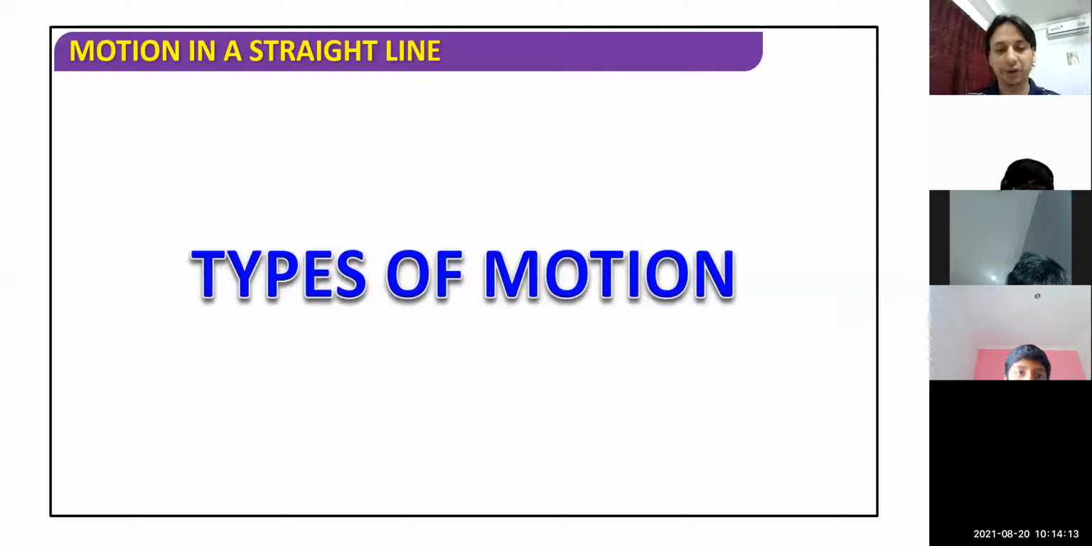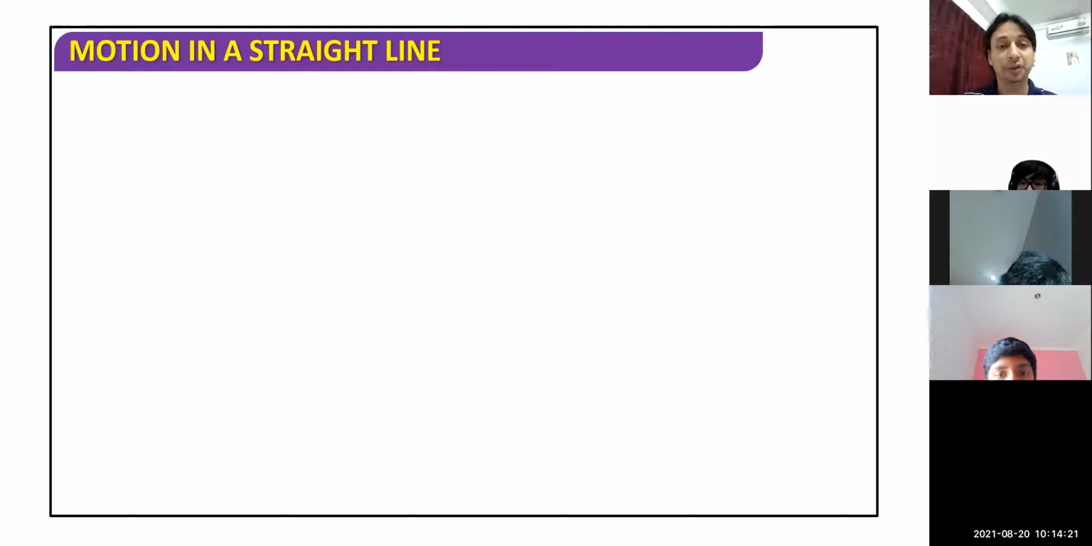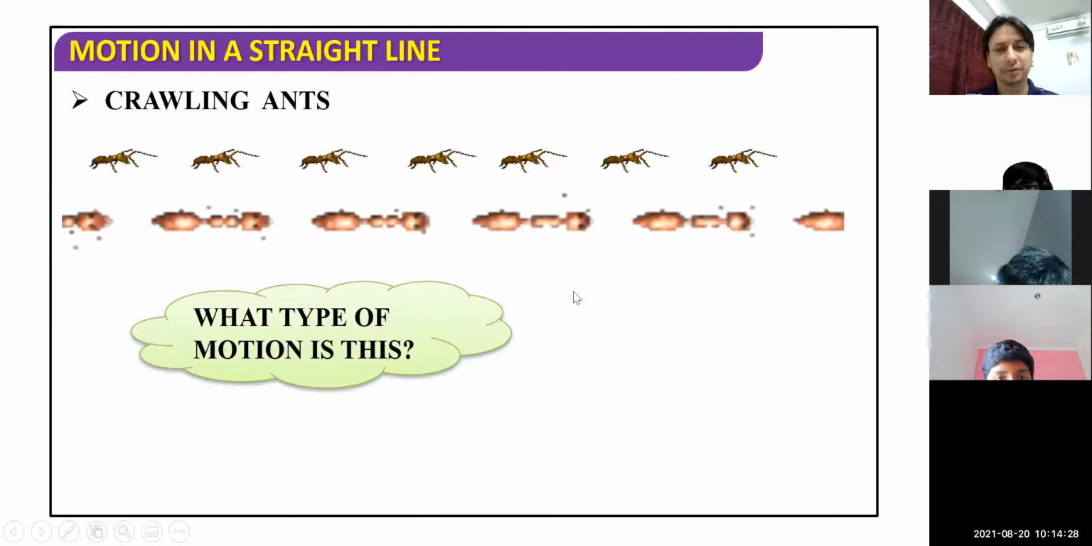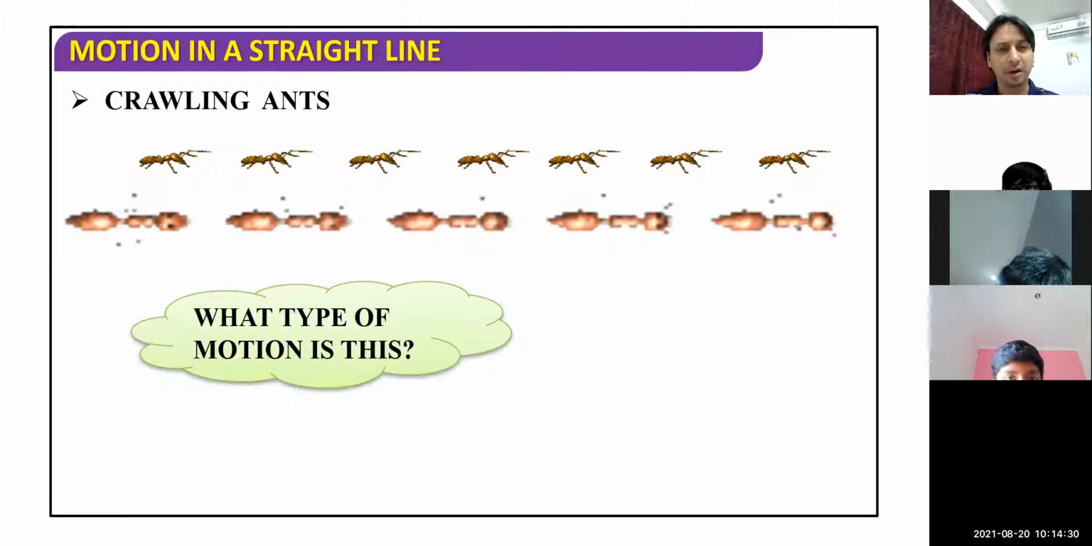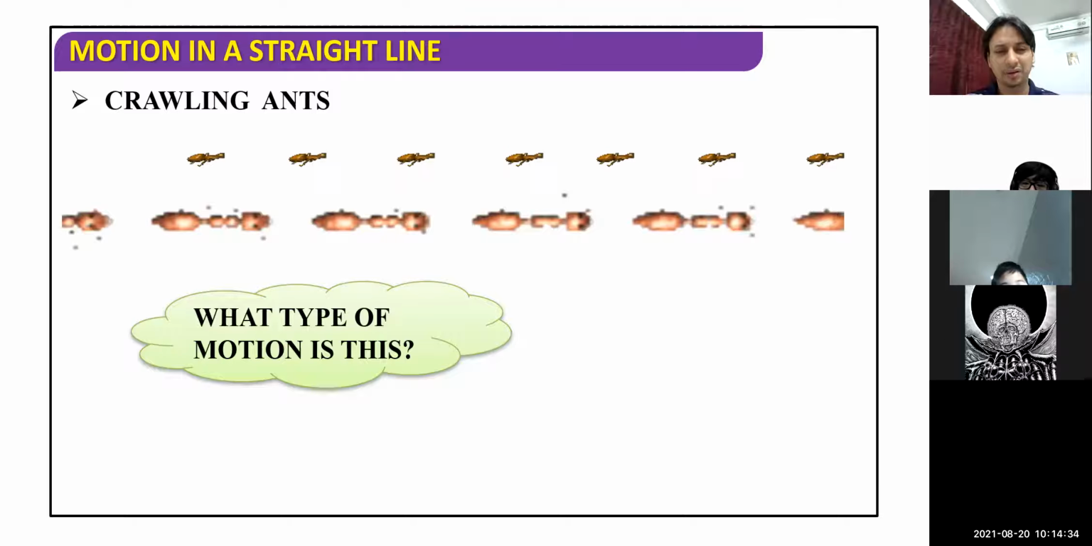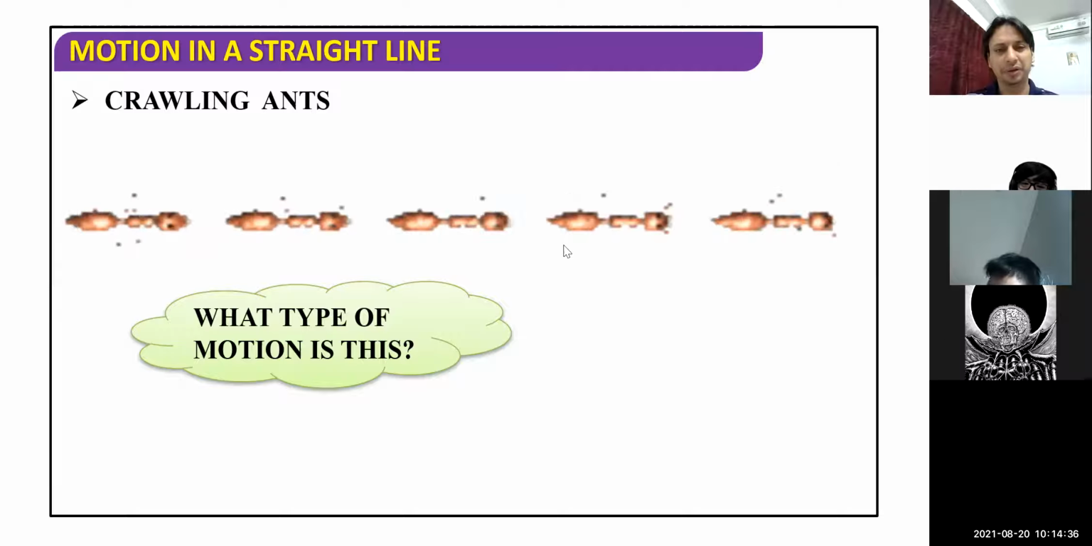So here, children, we have the next topic, types of motion. That is a little bit important topic. Now please observe this picture. Observe this motion. Crawling ants. Linear motion. Linear motion, okay.